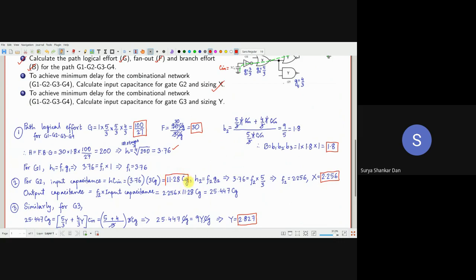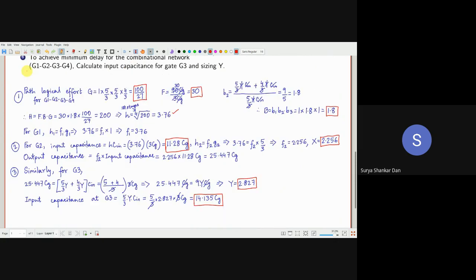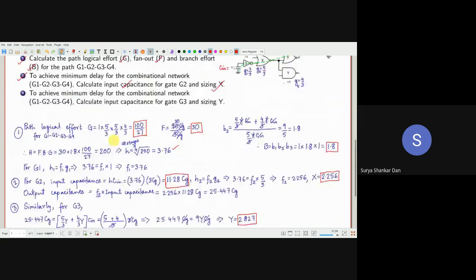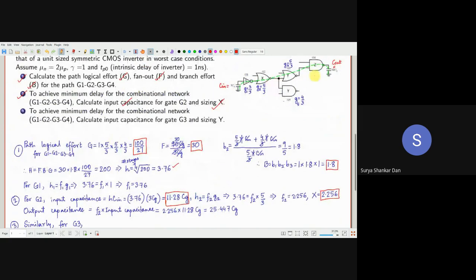This is the input capacitance. This input capacitance was also found for gate G2, along with the sizing. Both have been found. Why are we calculating the output capacitance? The output capacitance will be necessary to find for the third problem. Okay. So what is the output capacitance? Because remember, the output capacitance is going to be the input capacitance for the final stage, the fourth stage.